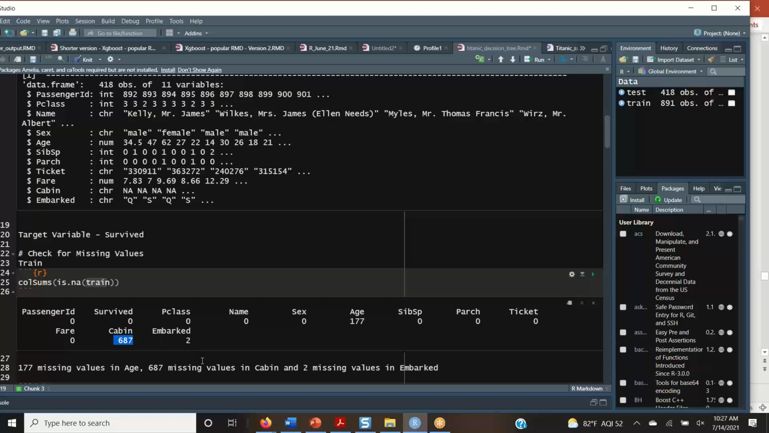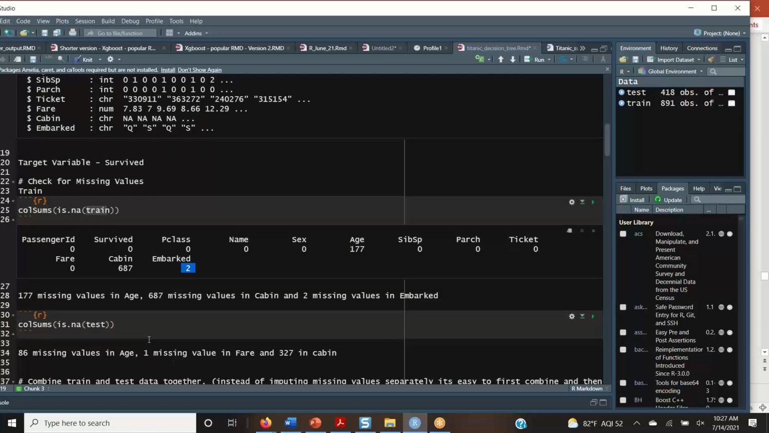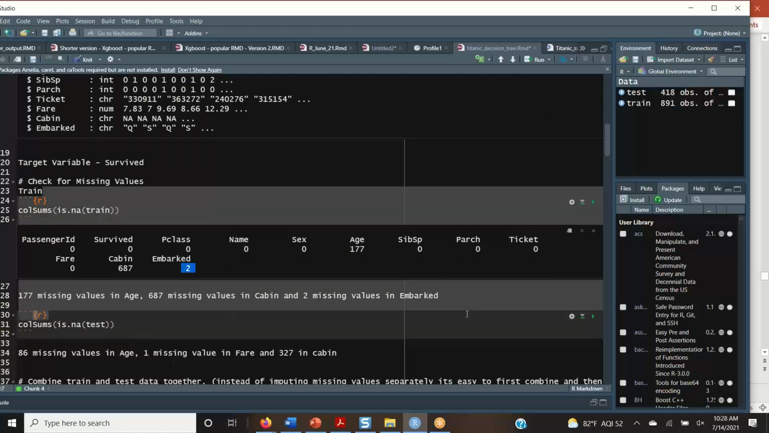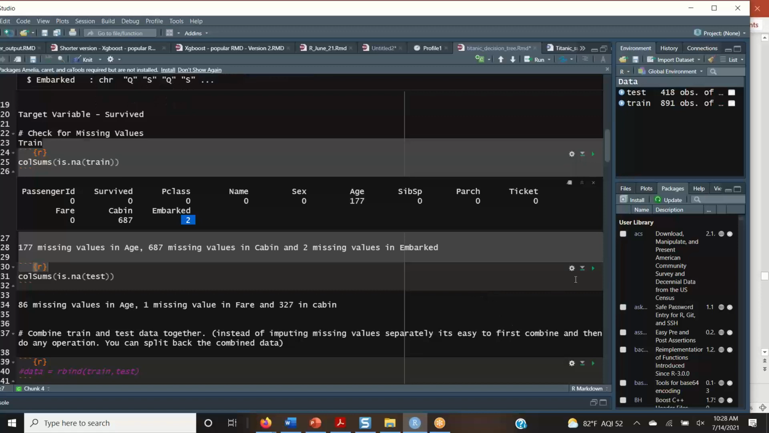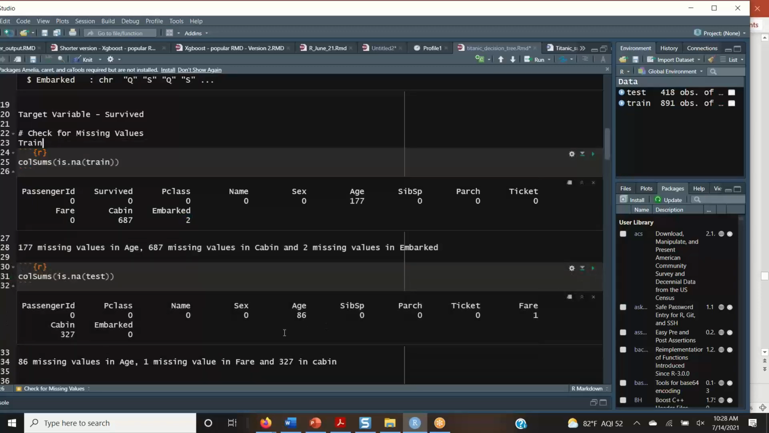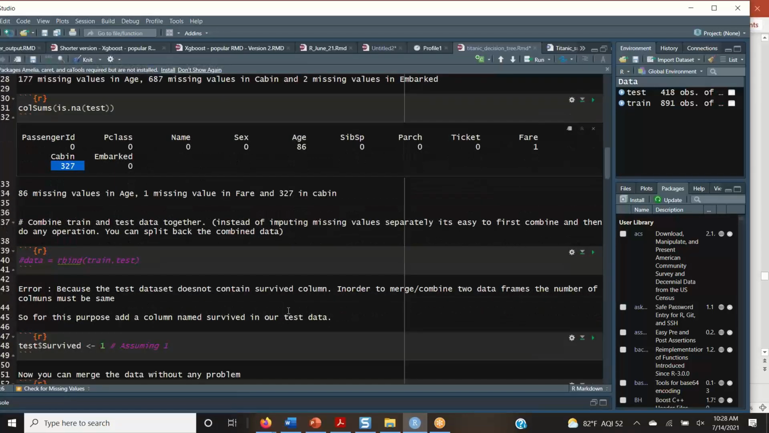What is the next most missing variable? That is age. Age is missing for 177 people. Embarked, the place from which they boarded the ship, two records are missing. So it gives you an idea, right? And then let's continue through this. In the test data, fare is missing for one, and cabin is missing for 327. This is for training.